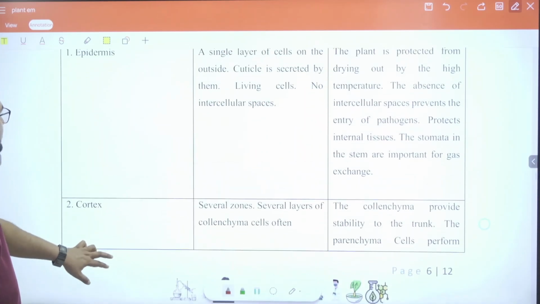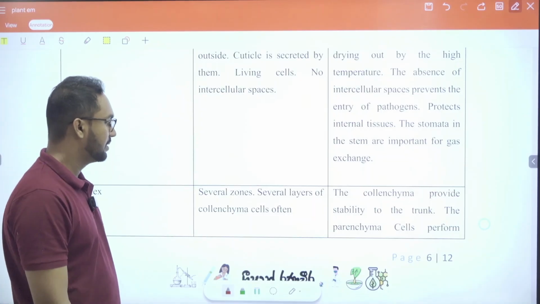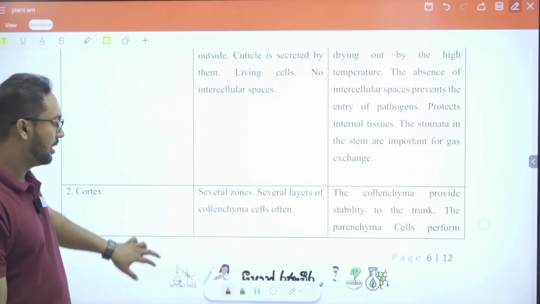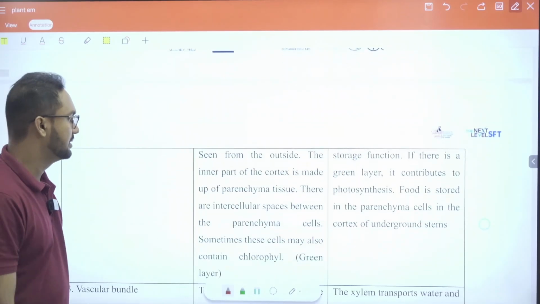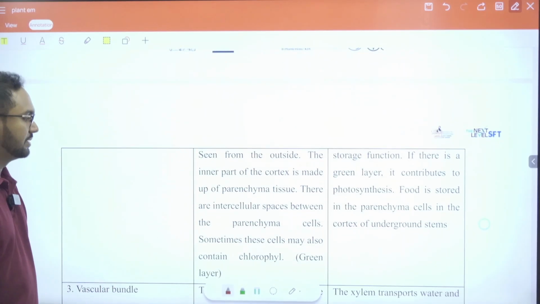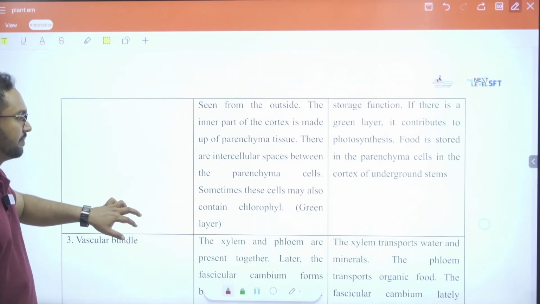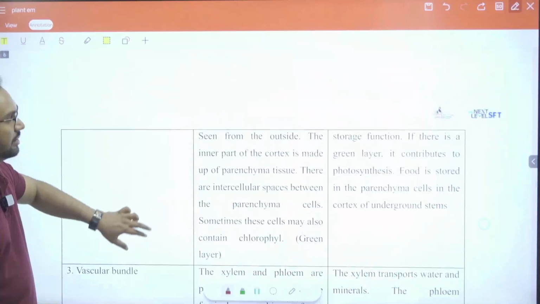Then the cortex: several layers of collenchyma cells are often seen from the outside. The inner part of the cortex is made up of parenchyma tissue. There are intercellular spaces between the parenchyma cells. Sometimes these cells may also contain chlorophyll, right?